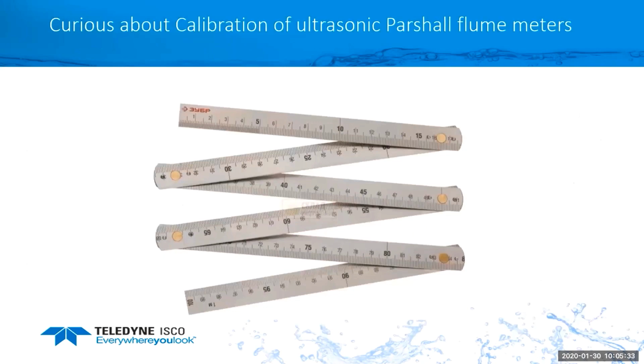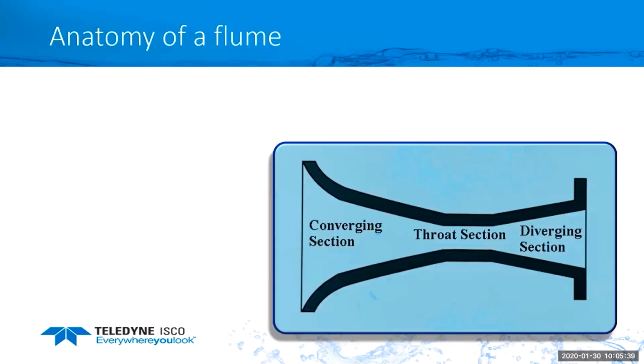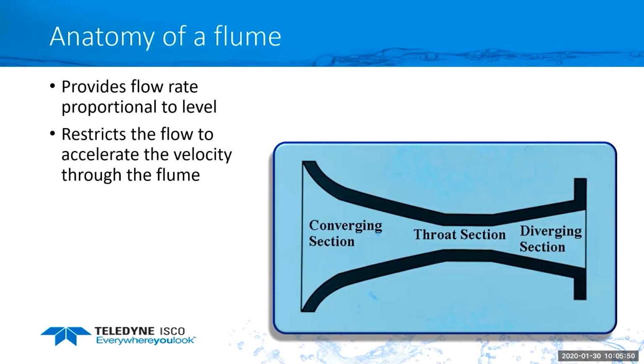As far as next, we want to talk about the calibration of partial flumes. But first, let's just discuss what makes up a flume. A flume provides a flow rate proportional to level, similar to a weir. It restricts the flow to accelerate the water going through the throat of the flume, which makes it somewhat self-cleaning because of the accelerated velocity going through the flume. That doesn't mean that it's maintenance-free, but it does reduce the amount of maintenance needed when you use a flume over a weir.